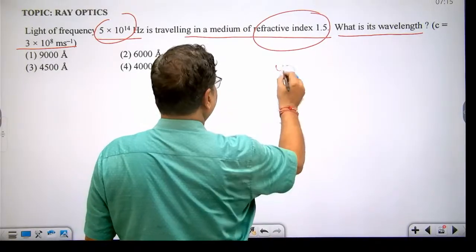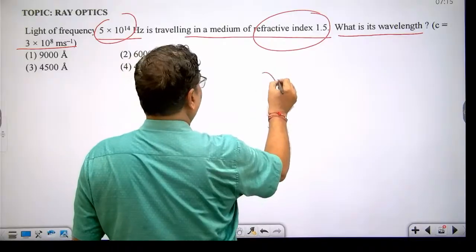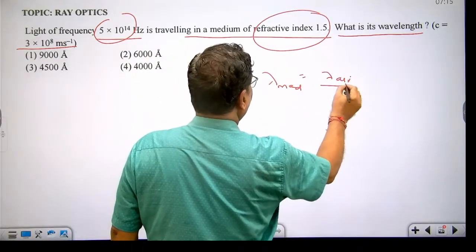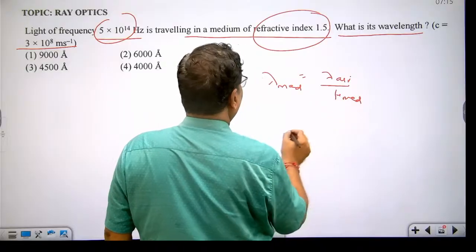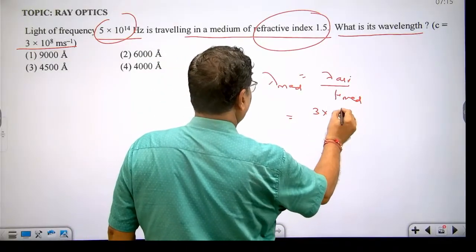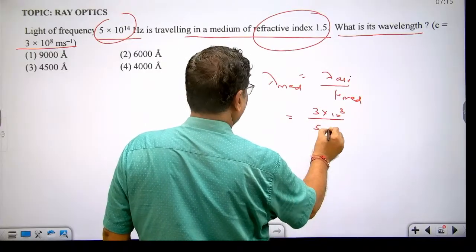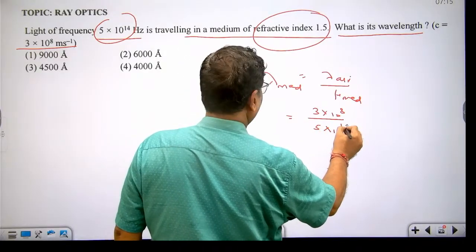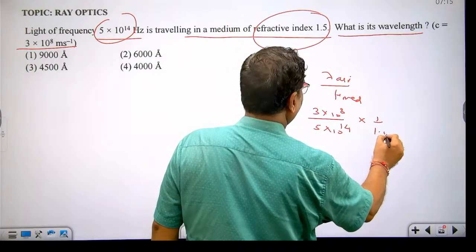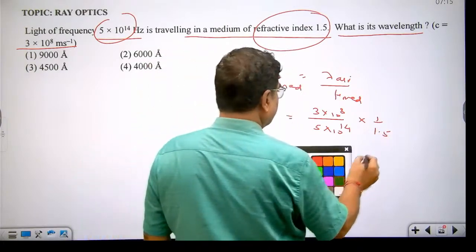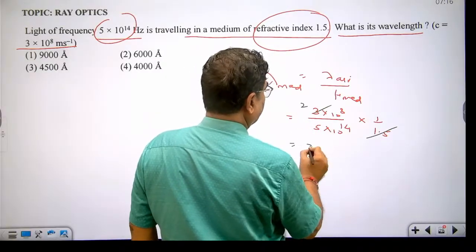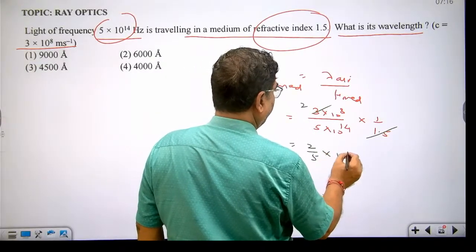What is lambda medium? Lambda medium equals lambda air upon mu medium. What is lambda air? C upon nu, and this is mu medium, this is 1.5. So if we solve this equation, 1.5 will get cancelled by 2. So this is 2 upon 5 into 10 power minus 6.